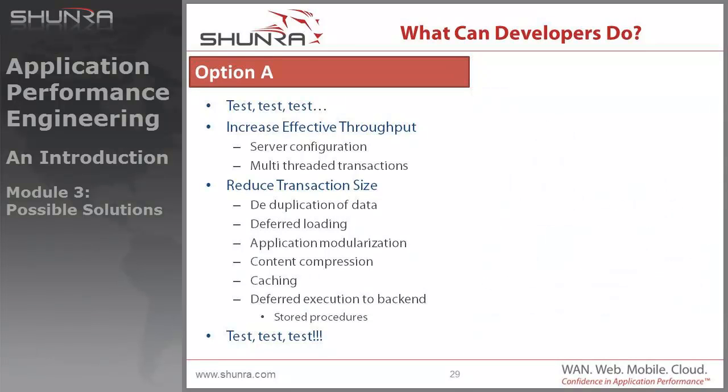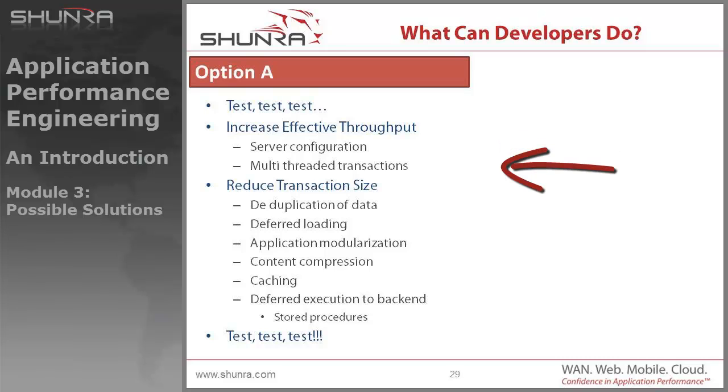Now option A, notice, starts with test, and I can't emphasize enough that testing is the key to success, and that's why it's always going to be first and last on all our slides of these types. So now let's talk about how to increase effective throughput. Server configuration is definitely an excellent way to do things, but it's not going to be the silver bullet. You can only tune a server so much to optimize it for network traffic.